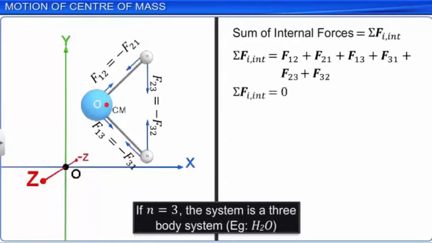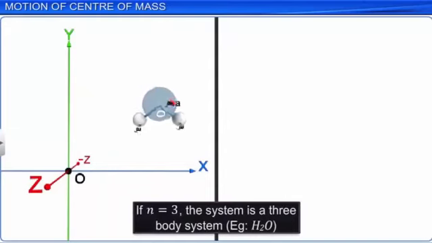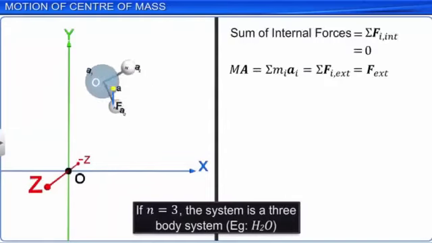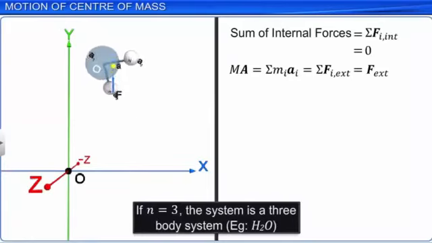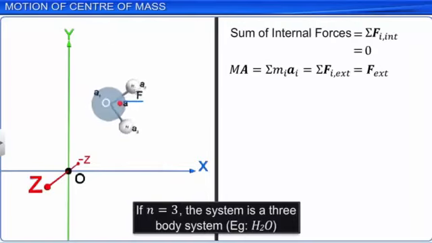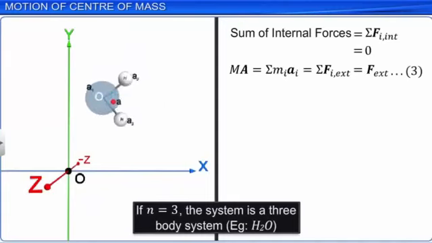Hence, Ma is equal to sigma Mi Ai, which is equal to sigma Fi external and is also equal to F external. Let this be equation 3. So, the acceleration of the center of mass A is equal to F external by M.